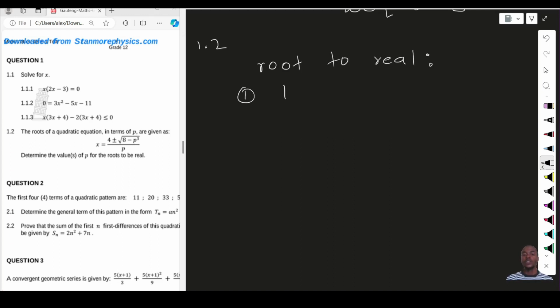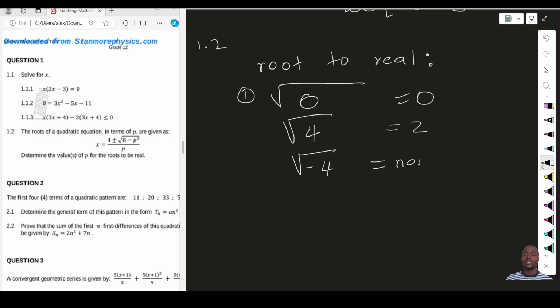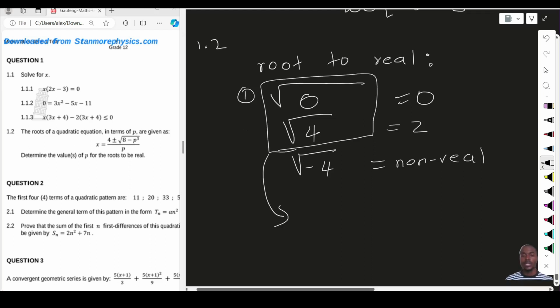For roots to be real, the square root should be of a positive number or the number 0. Like when you put 0 here, the square root of 0 is 0. Or the square root of 4 is 2. But when you say the square root of minus 4, then this is non-real. So from these, we can say that for a root to be real, it must be greater than or equal to 0.